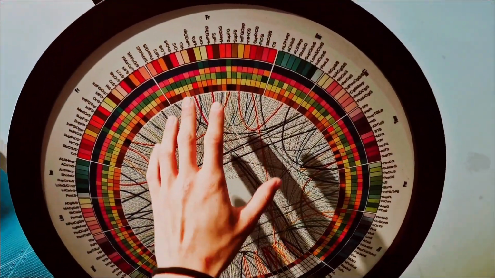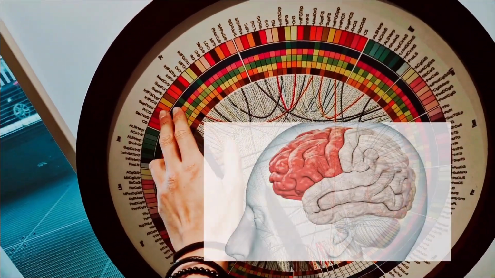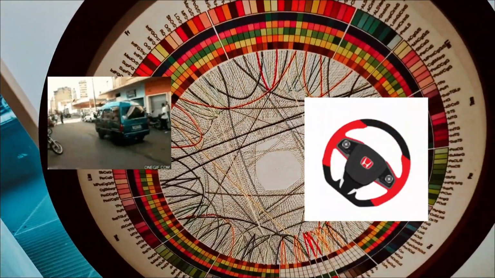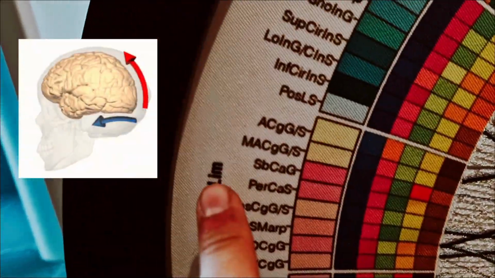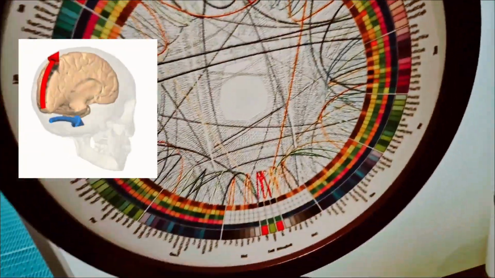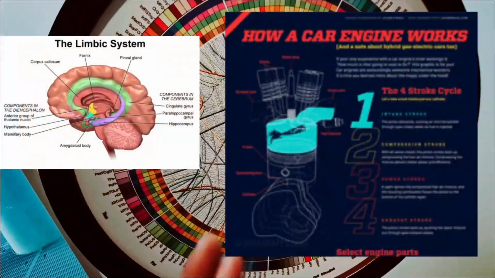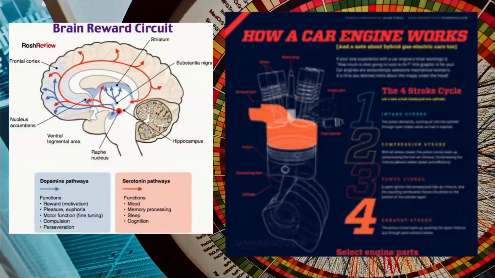To take the analogy further, this frontal region would be more likely to be the braking and the steering system. The limbic regions would better represent the engine, the motivation, the drive with its dopaminergic and reward system.